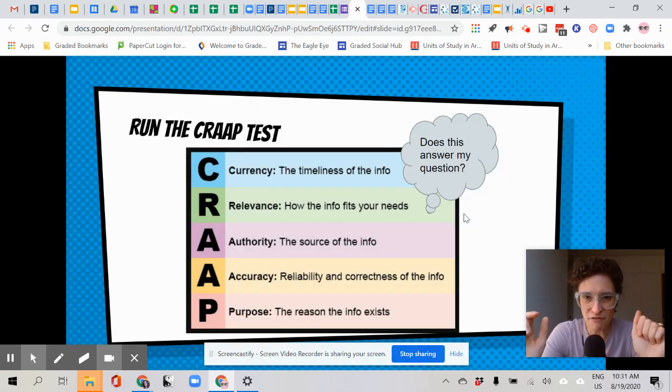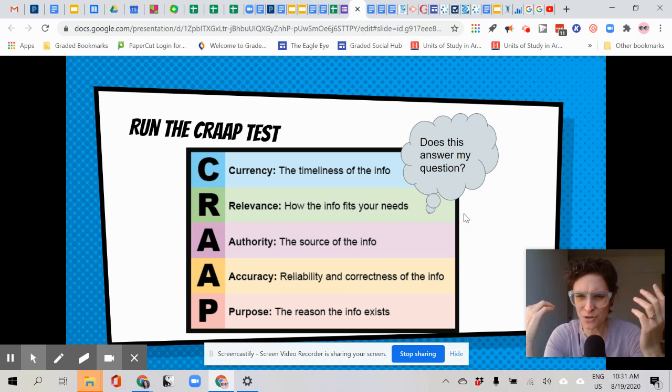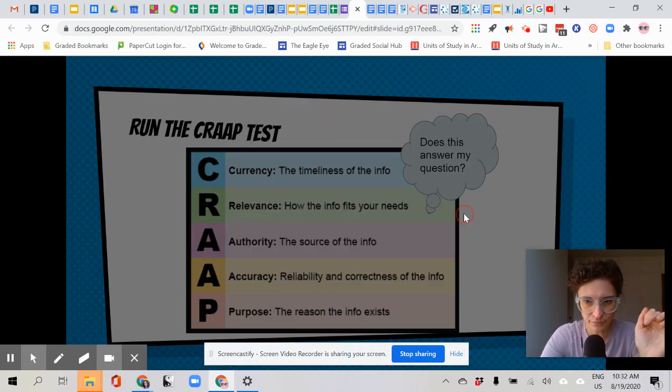Next, relevance. Does it fit your research question? If it doesn't answer your research question, you're wasting your time. Okay. So you want to skim the article, read it quickly, look at the subheadings. If there's a little summary at the top, you might want to read that. Just ask yourself, is this worth my time? You don't need to read and take notes on articles that don't answer your question. You can let those go.